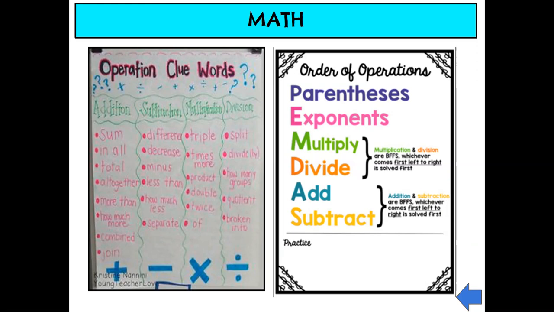So a couple of those clue words for addition are words like sum, in all, total, altogether, more than, how much more, combine, join. These are all sorts of words. And there's more, like when you have something that says, if Jill has 8 pieces of candy and Tommy has 7, how many do they have? So the word that gave me a clue that that's an addition word problem was the word and, because we know and means in addition to, okay?